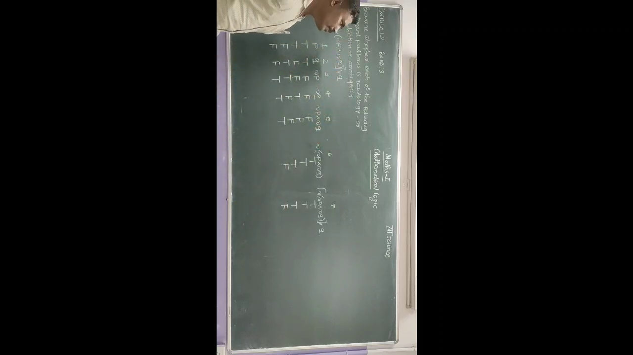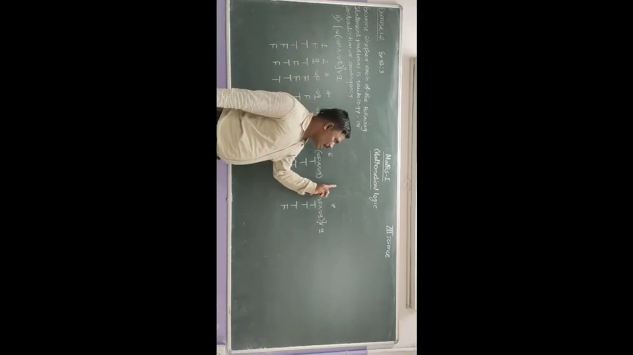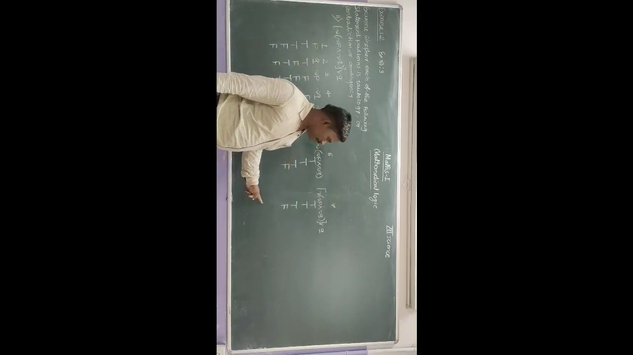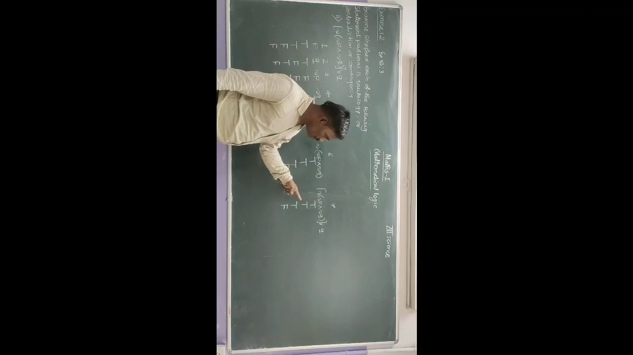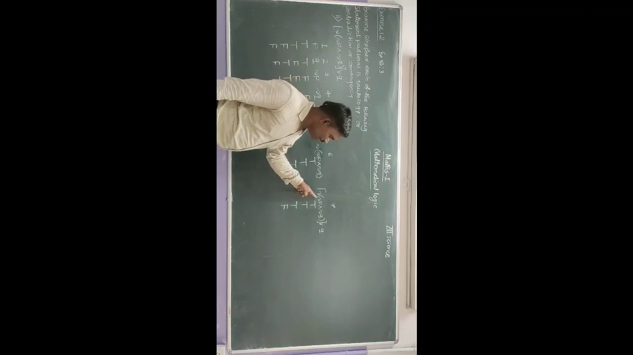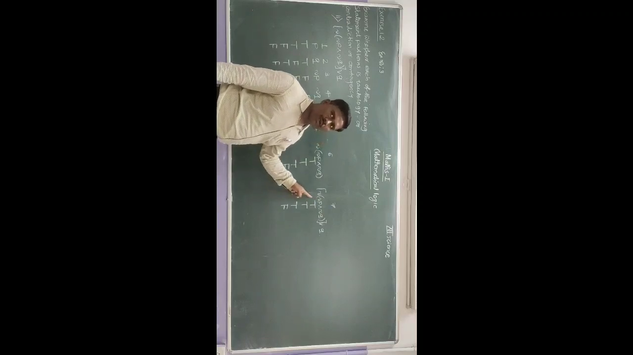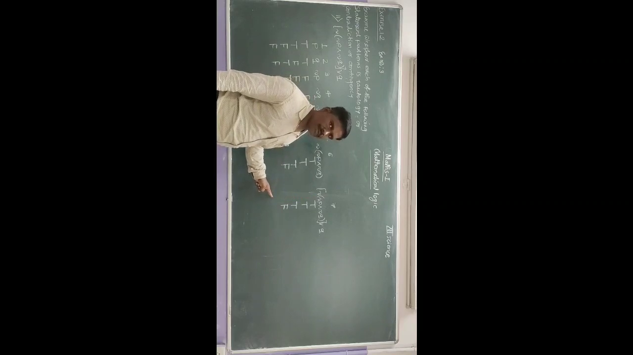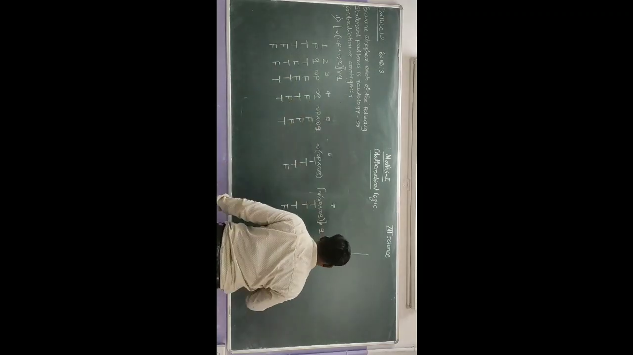Therefore observe the last entries of the truth table, that is true, true, true and false, that is, not all are true, not all are false. Therefore it is neither tautology nor contradiction, that means it is contingency. Therefore write down here the result.